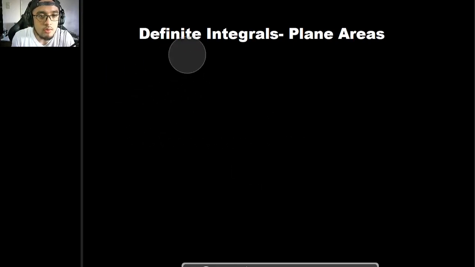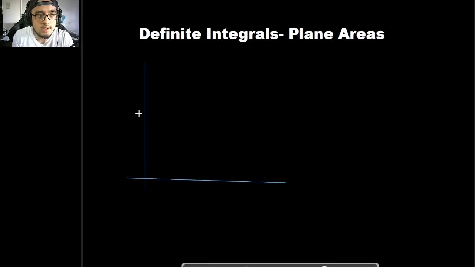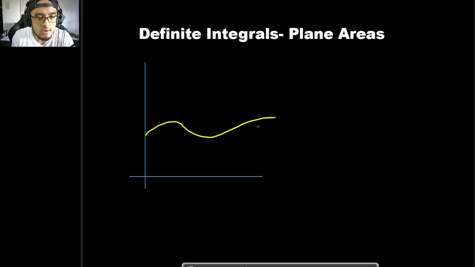Let's say that we are to graph a certain function. Let's say that this is to be our Cartesian plane, with this as our y-axis and this as our x-axis. Suppose that we are to plot a certain function, and let's say that this is that certain function.